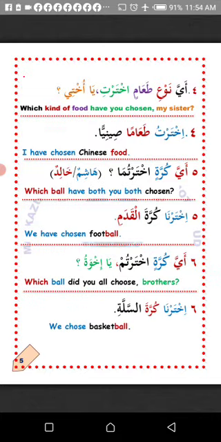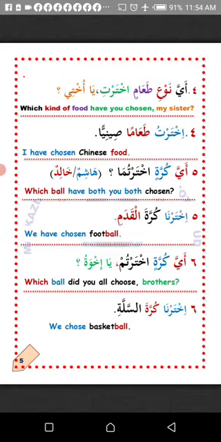أربعة, number 4. أي نوع طعام اخترتي يا أختي. What kind of food, or which kind of food, have you chosen, my sister? Now the answer: اخترت طعاما صينيا. I have chosen a Chinese food.